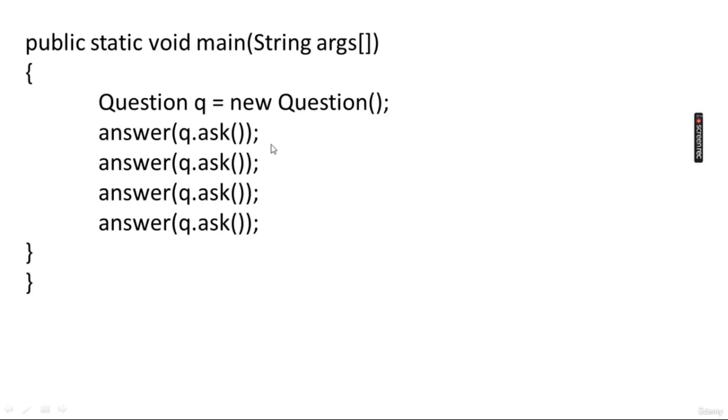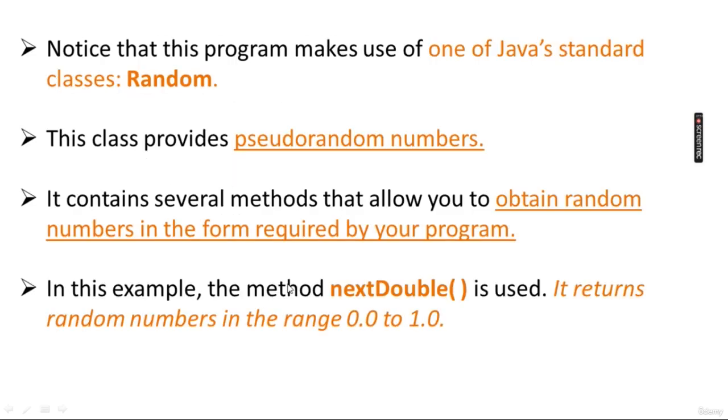So question dot ask will return the result. It will pass to answer. Answer will be displayed. Like in four times we are doing the same thing.